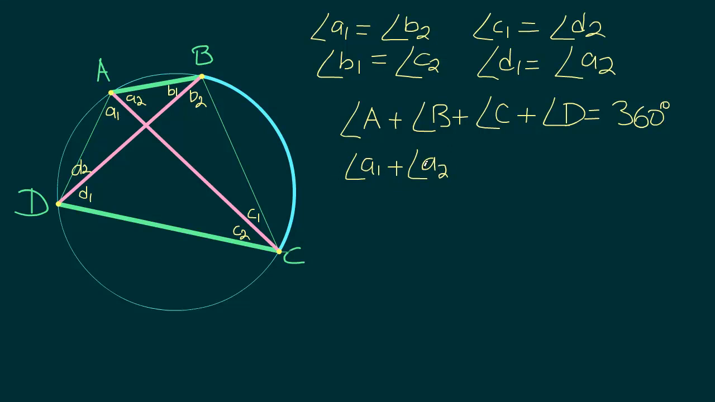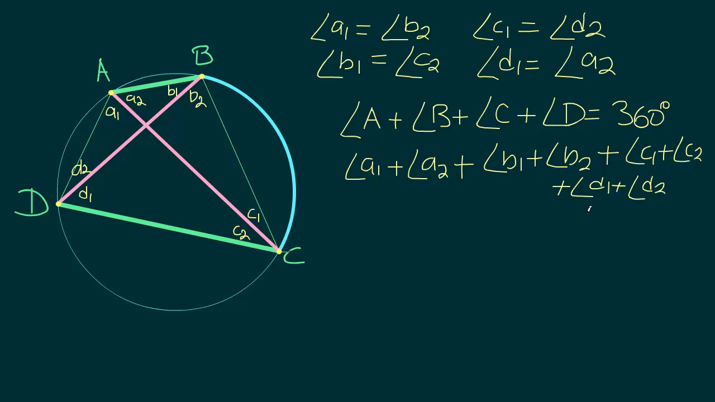But I'm just trying to do it a little faster. Instead of continuously writing angle DAC and angle CAB, I'm just using the shorthand. Similarly, angle B can be written as angle B1 plus angle B2. Angle C will be angle C1 plus angle C2, and then we will have angle D1 plus angle D2. So all of this will be equal to 360 degrees, right?